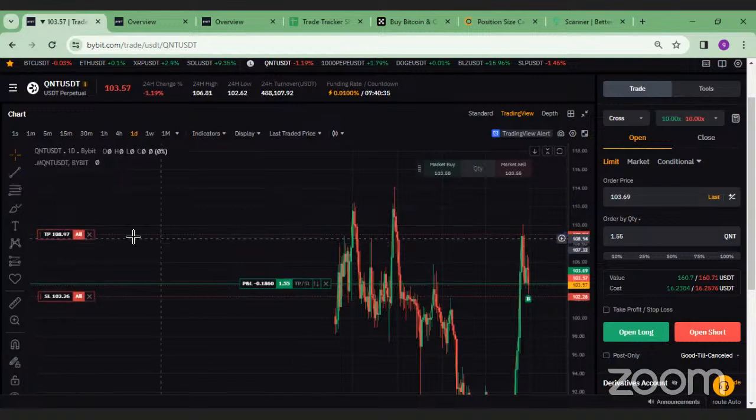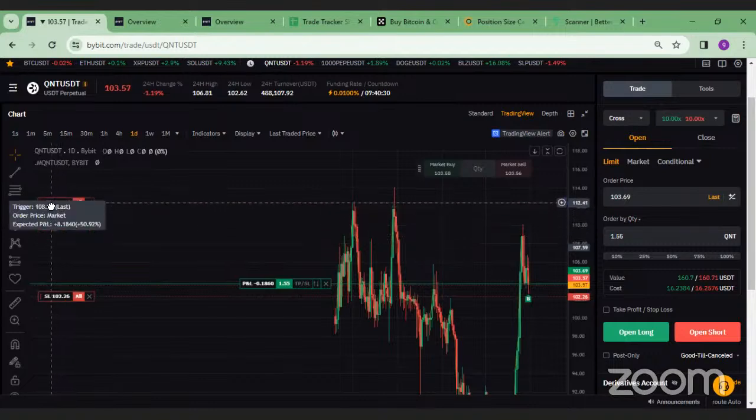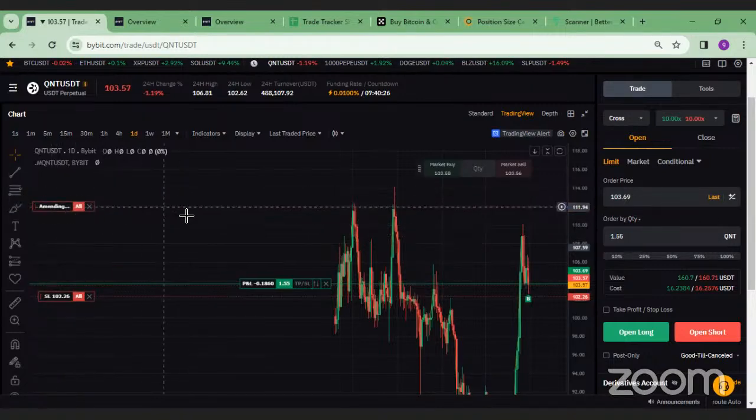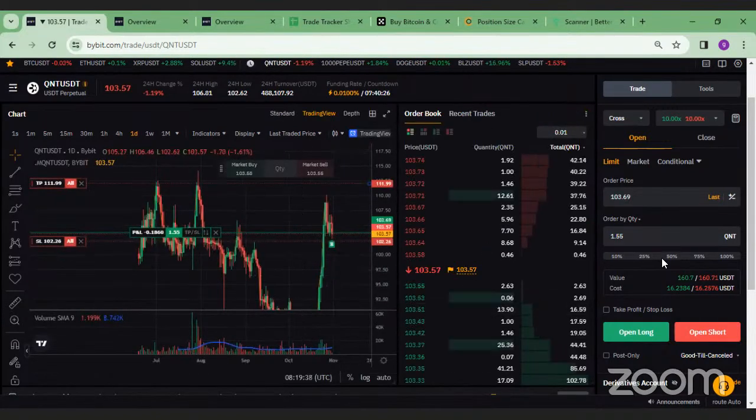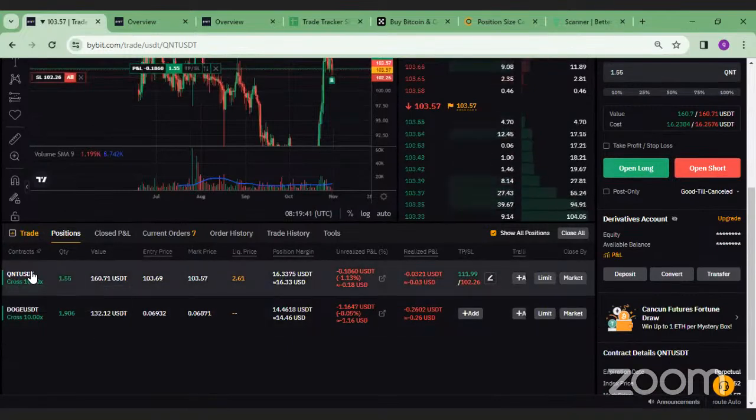You see, I've adjusted that TP down here. If I want to adjust the stop loss, I can equally drag it down and all of that. This is one way, okay? This is easier when you are using the laptop, all right? But on the phone, what you want to do is to come down to the trade that is running, okay? This is the QNT trade that is running.